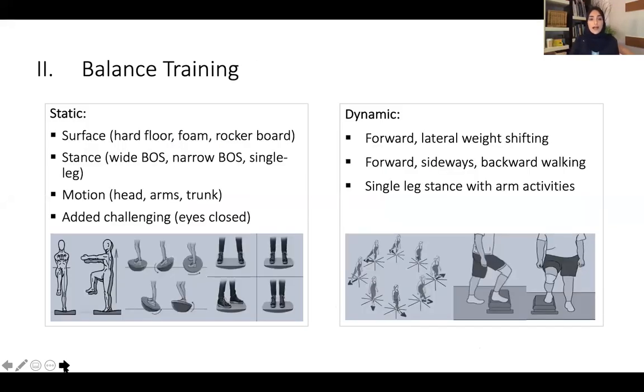Then we should address balance training to improve stability and to reduce risk of injuries, especially ankle twisting injuries. We should start with static exercises while standing in place without moving the feet, and then add some challenges such as changing the surface or narrowing the base of support, or eliminating vision, and then proceed to dynamic balance training, which involves maintaining postural control while moving in different directions with different amounts of resistance.